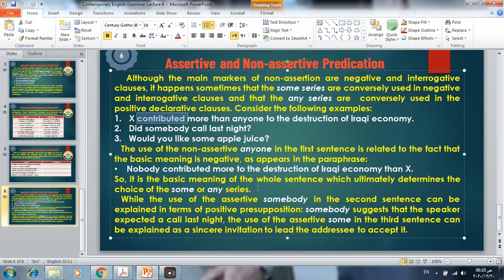So you have to bear this in mind, that it is the basic meaning of the whole sentence which determines the choice of the some or any series. So since the basic meaning of sentence number one is negative, then we should use a non-assertive item like anyone.